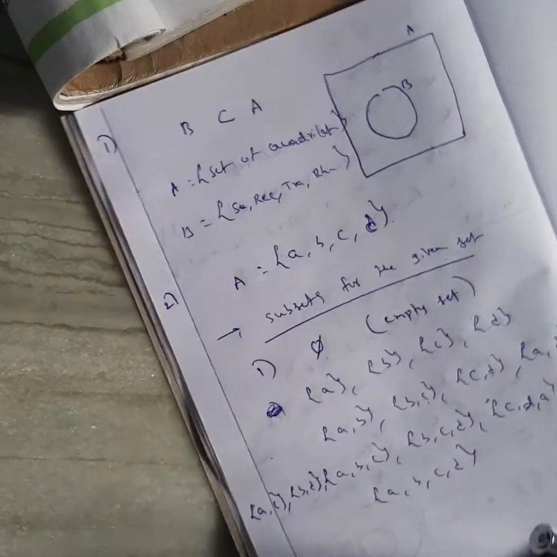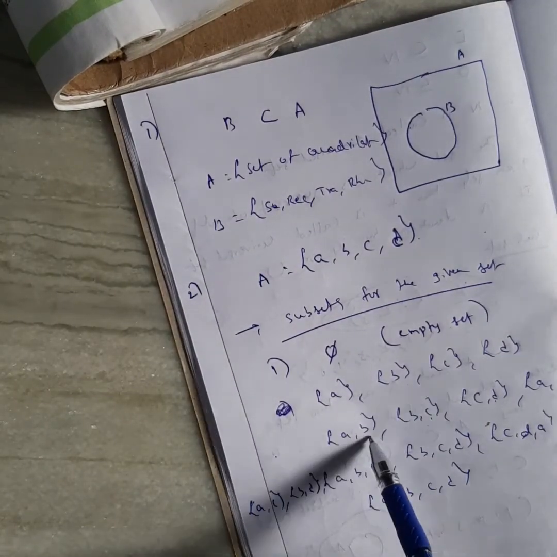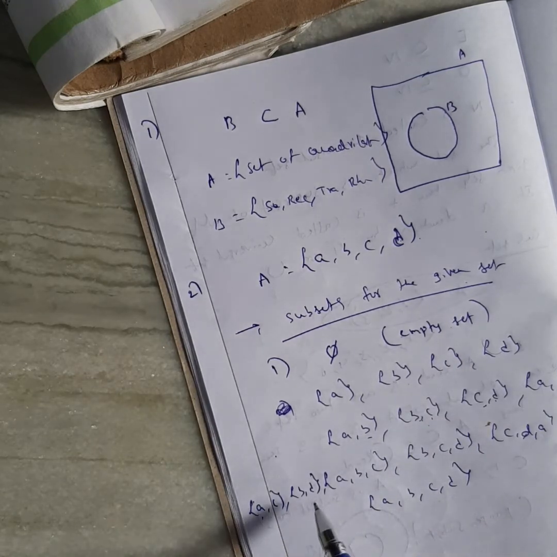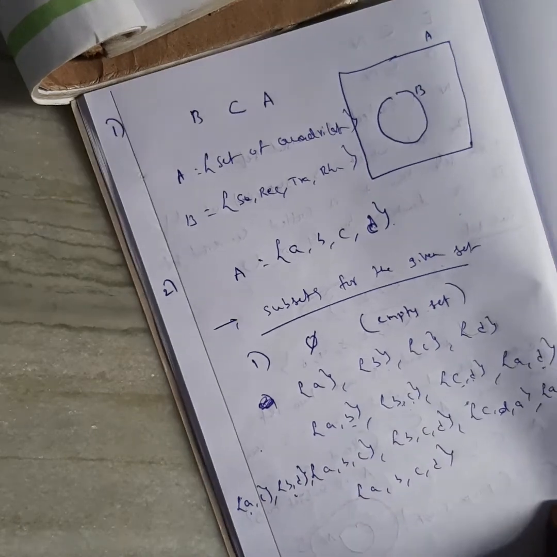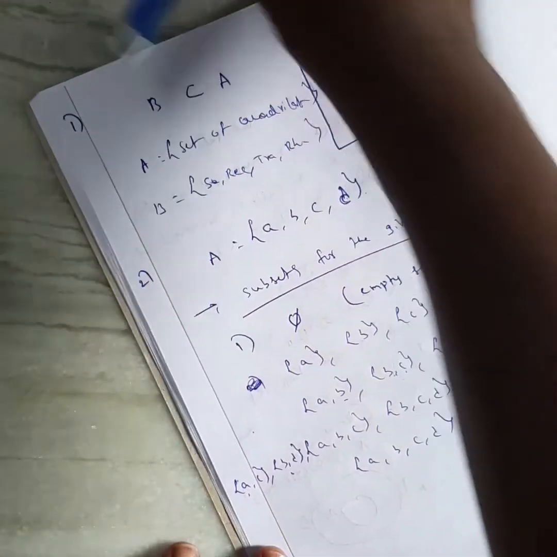So children, first the singleton sets a, b, c, d. Next two elements: a b, b c, c d, a d, a c, b d. Like that, three elements: a b c, b c d. Like that you have to write. So totally how many? 16 sets.